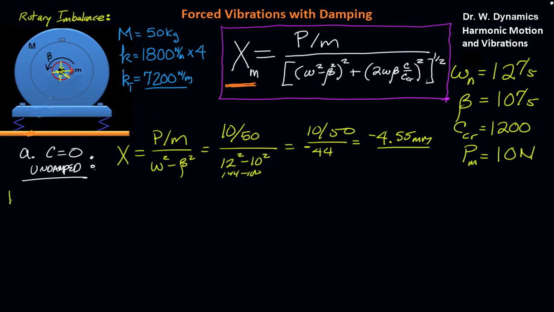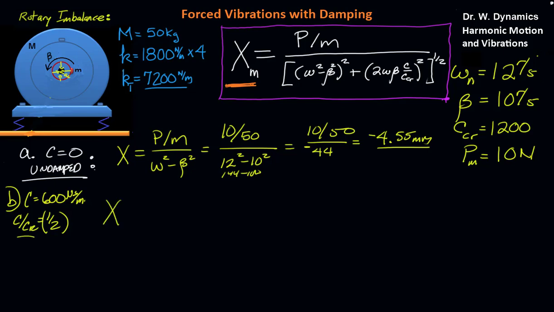Now let's add in some damping. Let's have C be 600 Newton seconds per meter, which gives us a C on C critical of 1/2. And we can see over here that the natural frequency and the driving frequency are very close to each other. So there is some resonant issues developing here. So for the damping factor, then we have to do the full equation.